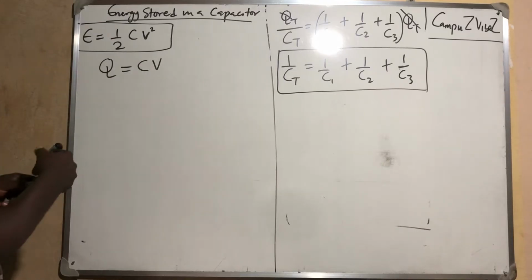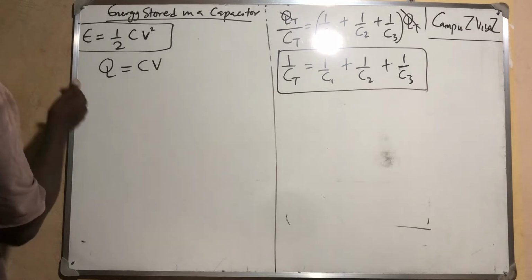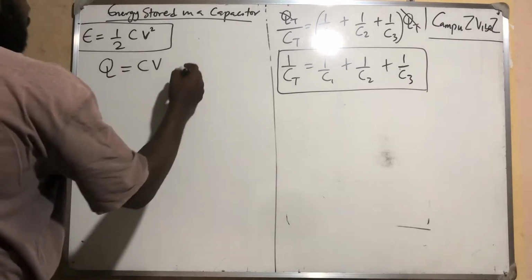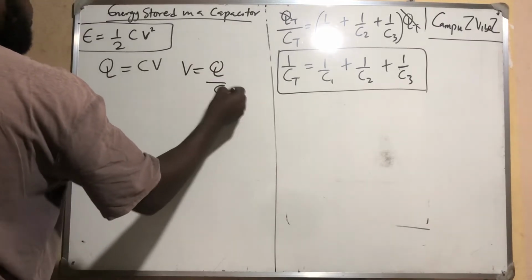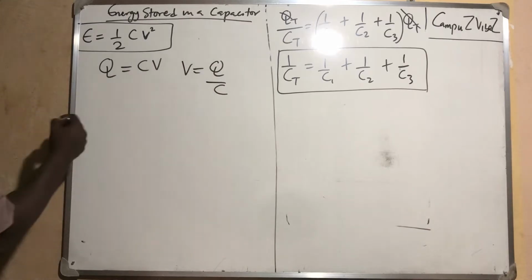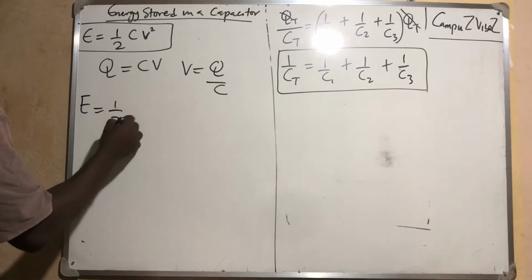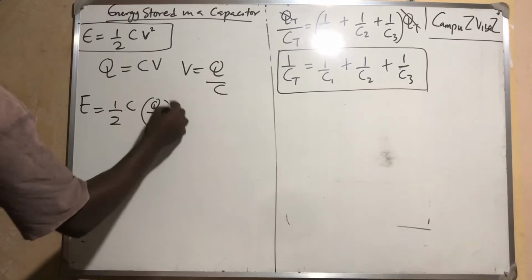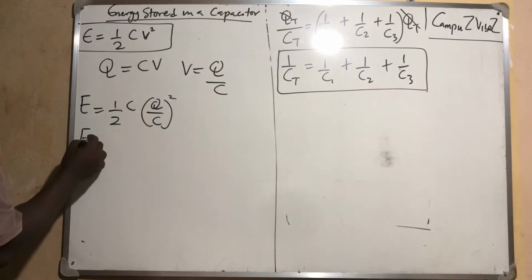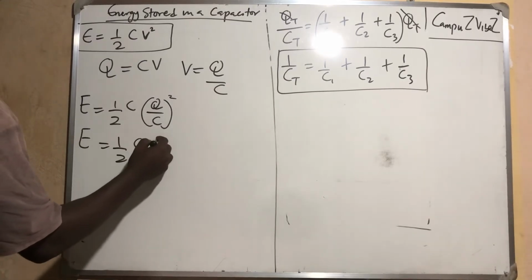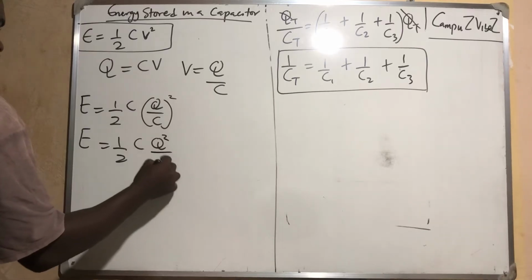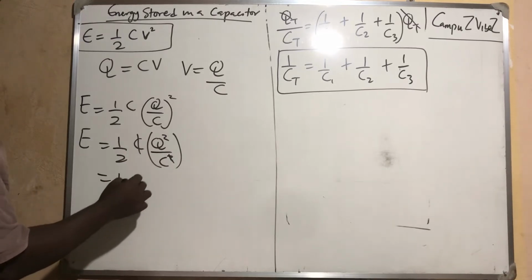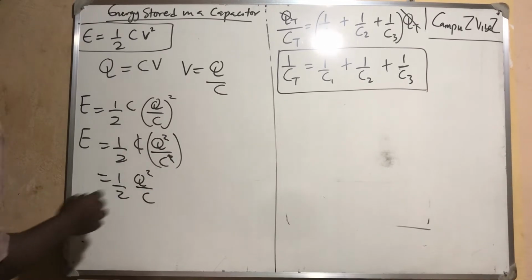So if I'm given charge, then I can get my C or anything from here. If you want to get your V, you will know that V is equal to Q over C. So anywhere you see V here, just put Q over C. E is equal to 1 over 2 C. Instead of writing V now, I'll write Q over C, all squared. My E is equal to 1 over 2 C times Q squared over C squared. So one of these will cancel one of these to have 1 over 2 Q squared over C.